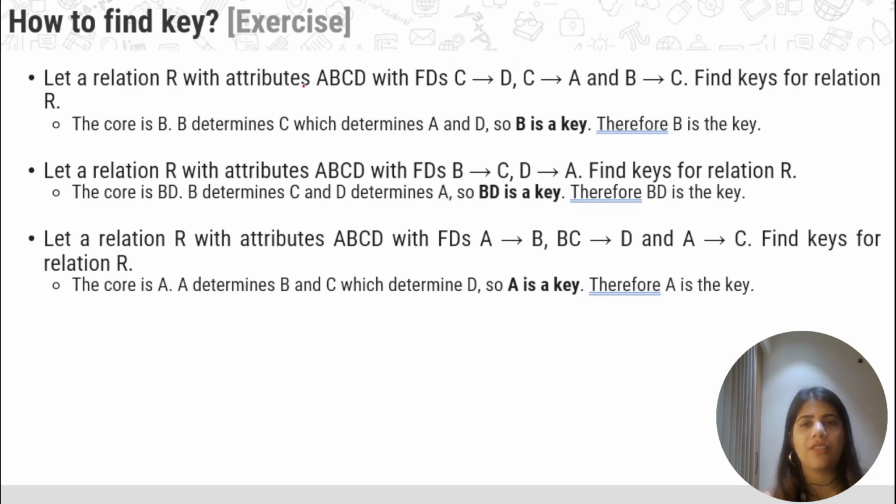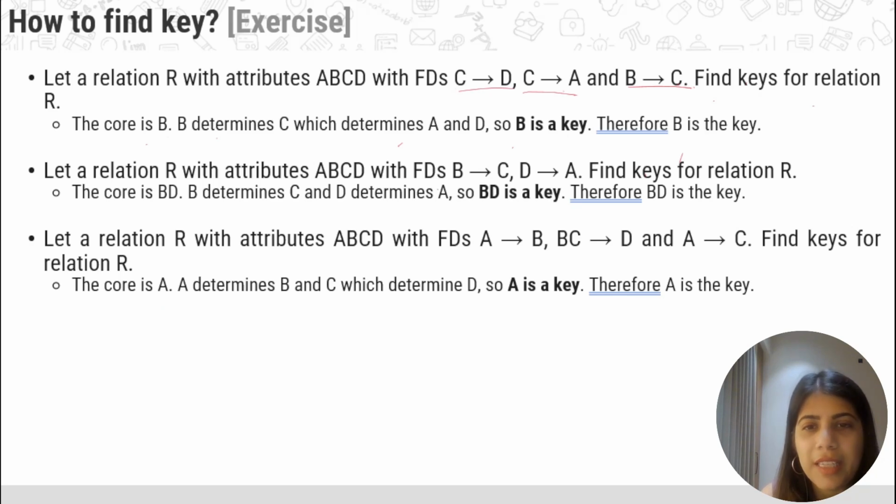Let a relation R with attributes A, B, C, D have functional dependencies: C determines D, C determines A, and B determines C. We need to find the keys for the relation. So the core is B, because if you can see over here, B can determine C and C can determine A and D both. Therefore B is the key.